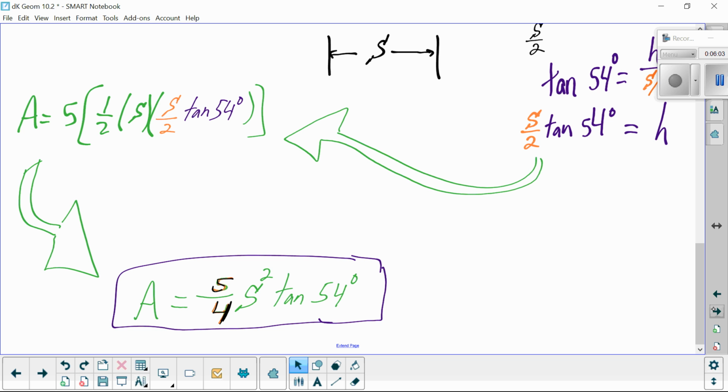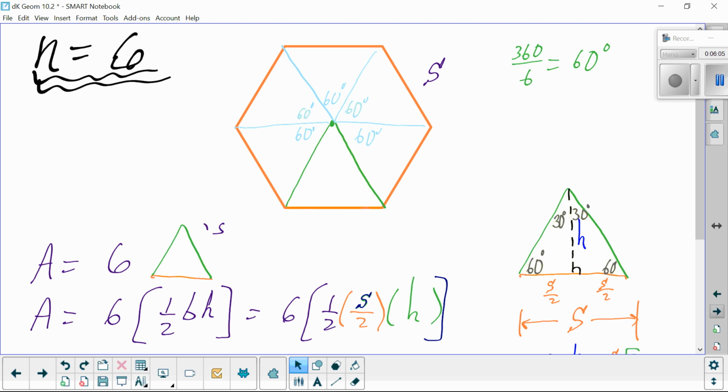What about a regular 6-gon? So the process is going to look exactly the same, which is really nice. Divide the 6-gon into 6 congruent triangles. 1 full revolution is 360. When you divide that by 6, you get 60 degrees. You divide that by 2, we get 30 degrees.